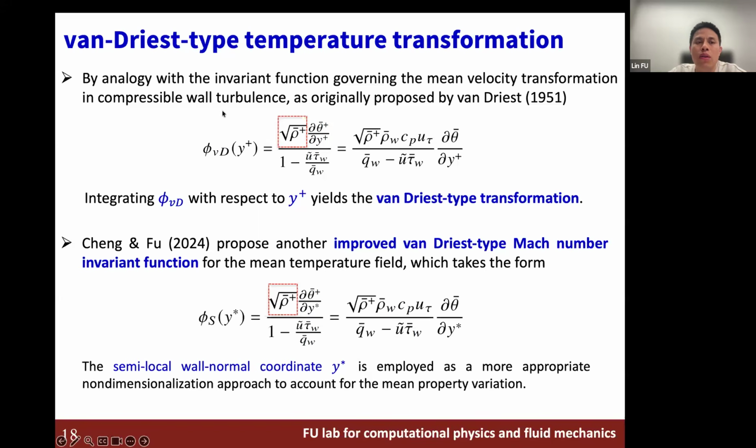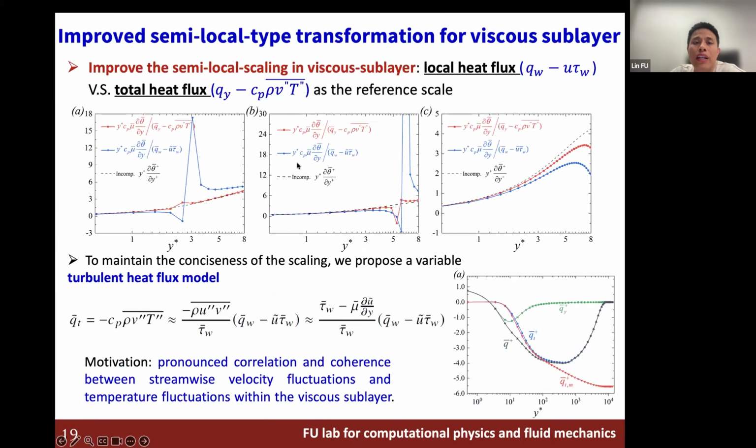But all of these transformations, the van Driest and the previous semi-local type, are not working perfectly for boundary layers. Boundary layer flow is very difficult because you have different thermal conditions, different Mach numbers, and different Reynolds numbers, so it's much more complicated than channel flow. So the idea I had is that, similar to the velocity transformation, different regimes have different scaling. In temperature, you can also have different scaling for different regimes, right? We first proposed an improved semi-local type transformation for the viscous sublayer, and we get a perfect scaling for the viscous sublayer.